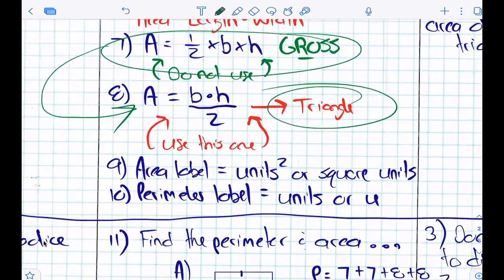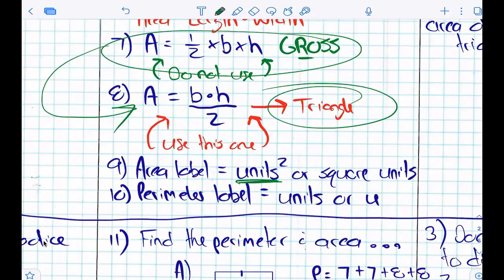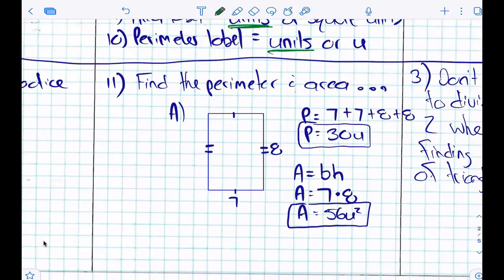Okay, there's labels. If you're calculating area, the label is what? Units squared. And if you are calculating perimeter, it's not units squared, it is just units. The units are what we're using to measure. So if the label was centimeter, that would be what we would use, right? We would use units if there's no other label, yes? Okay. Perimeter, add up all the distances around the outside.